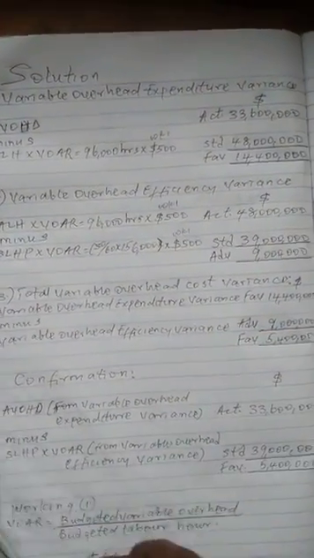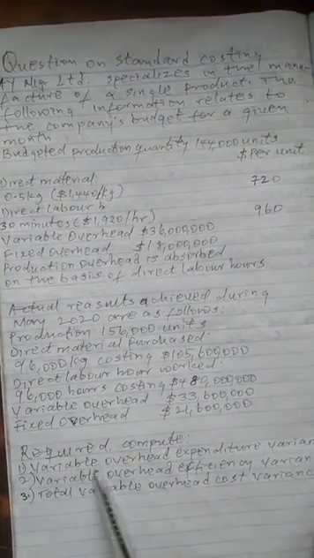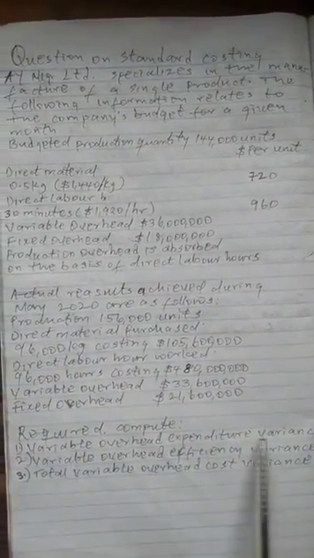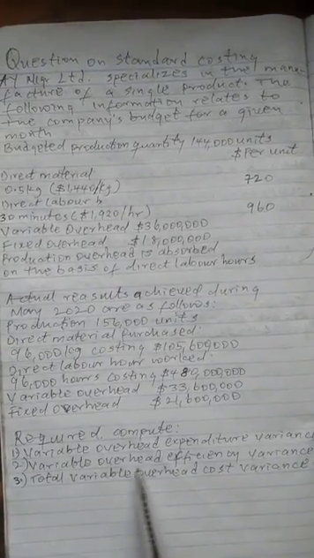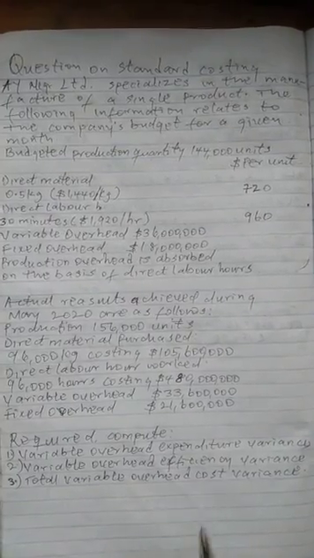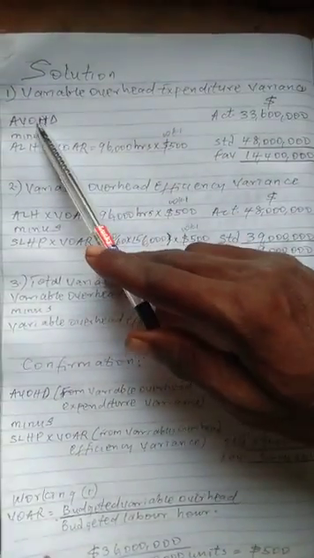The requirements of the question: compute 1. Variable overhead expenditure variance. 2. Variable overhead efficiency variance. 3. Total variable overhead cost variance. One is variable overhead expenditure variance. And the formula for it is what?